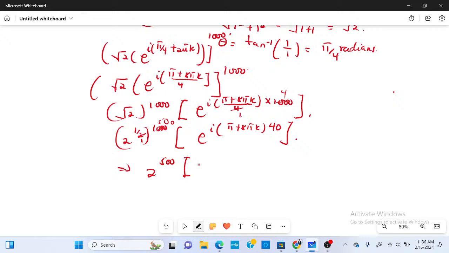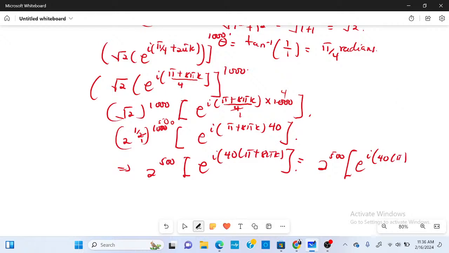multiplying e^i open brackets 40 pi plus 8 pi k. So if you want to find your first solution, you just put k to be 0. Your principal solution will be 2 to the power 500, and where k is 0, you have e to the power i multiplying 40 open bracket pi, k will be 0, and this will be your solution.